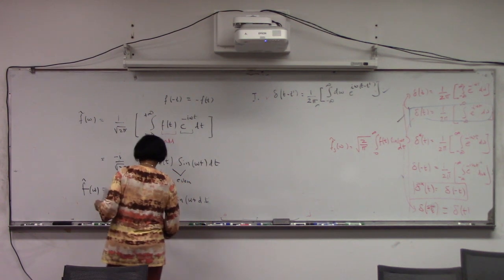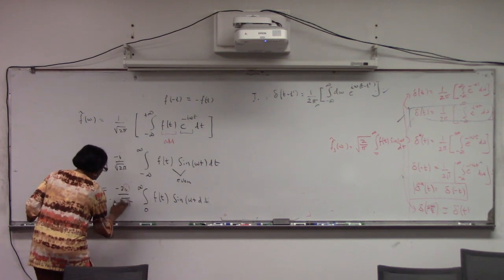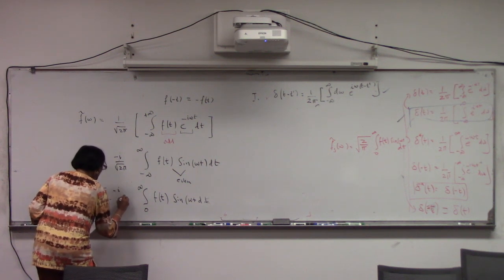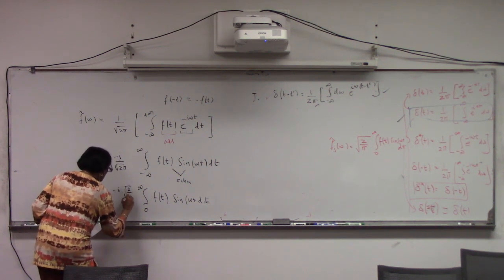Let me just write this down as now minus 2 over square root of pi, because you already know where the 2 factor comes from. So minus i square root of 2 over pi, okay?